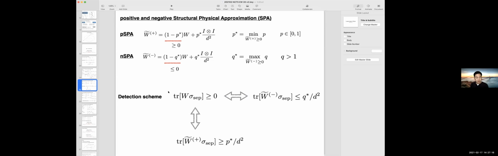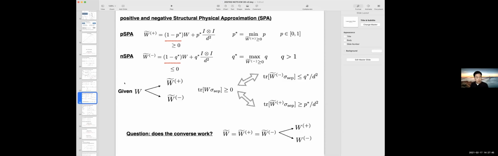So this condition detects some entangled states, and those entangled states are exactly detected by this scheme as well, and this scheme as well. And here W plus minus tilde, both are positive operators, and they are obtained from W in a different way. The first one is PSPA, and the other one is NSPA. So now, again, the summary: given W and common witnesses, I construct 2 operators which are both positive, and this is the same condition I have here.